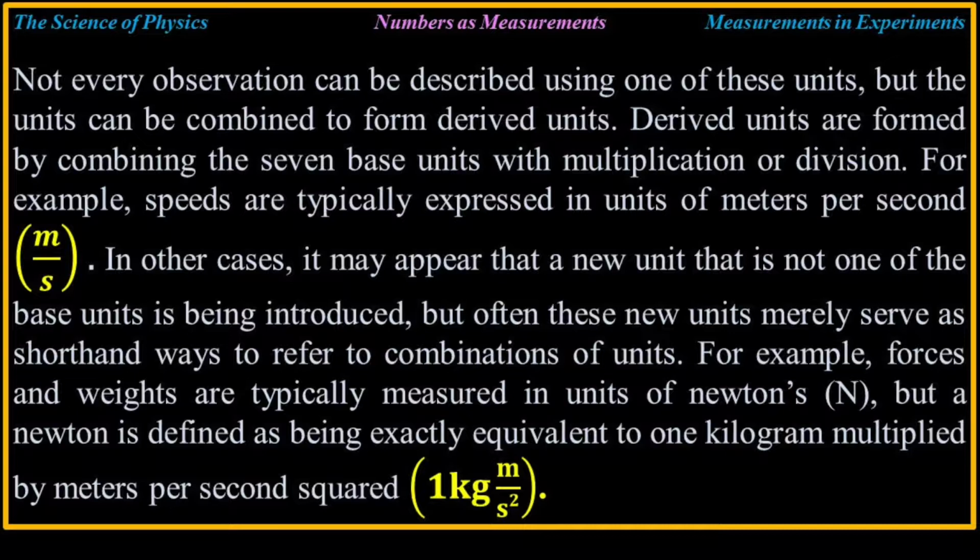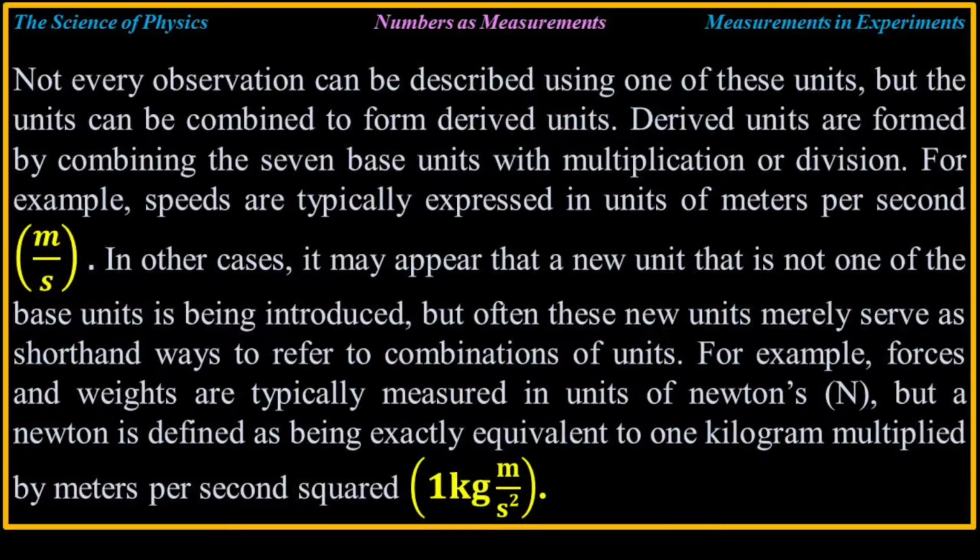Not every observation can be described using one of these units, but the units can be combined to form derived units. Derived units are formed by combining the seven basic units with multiplication and division. For example, speeds are typically expressed in units of meters per second. In other cases, it may appear that a new unit that is not one of the base units is being introduced, but often these new units merely serve as shorthand ways to refer to combinations of units.